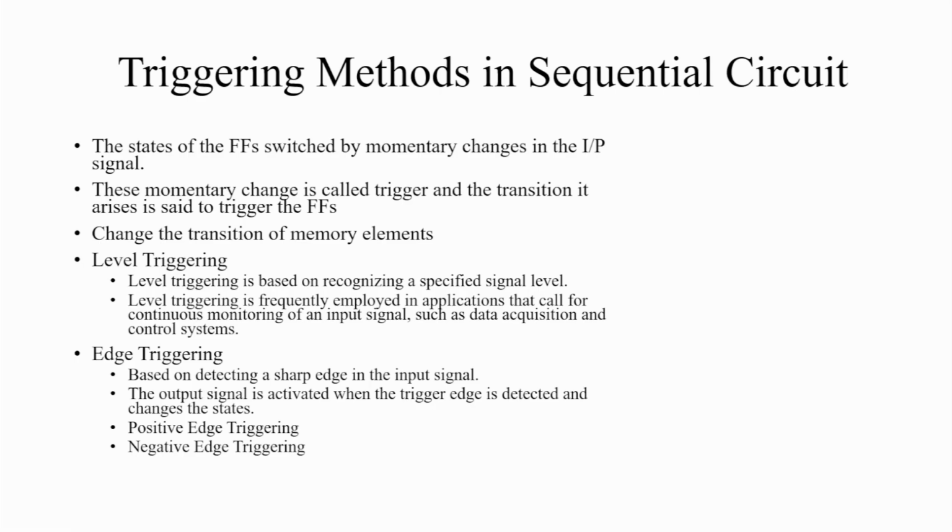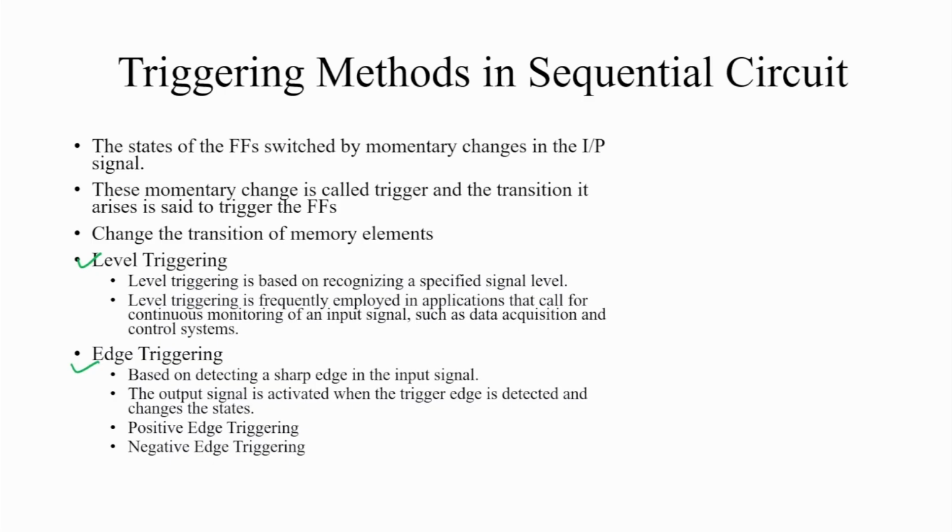Triggering methods in a sequential circuit: generally the states of the flip flops switch by a momentary change in their input signals. This momentary change is called a trigger, and the transition it causes is said to be triggering of the flip flop. What is the meaning of triggering? Triggering is nothing but changing the transition of a memory element, when the transition changes from 1 to 0 or 0 to 1. There are 2 types of triggering, level triggering and edge triggering.